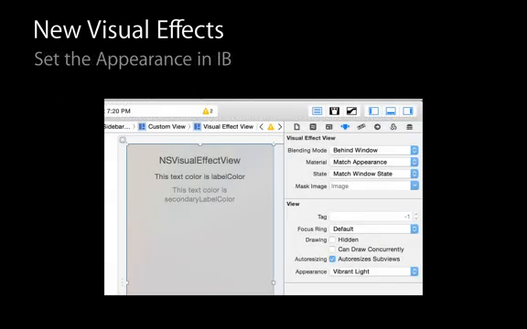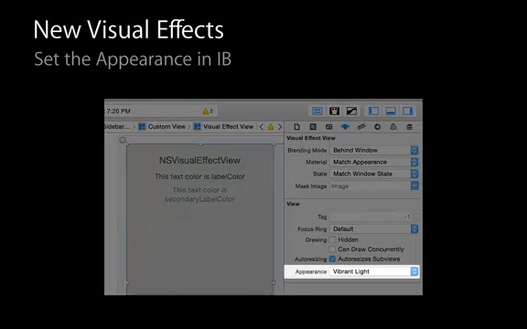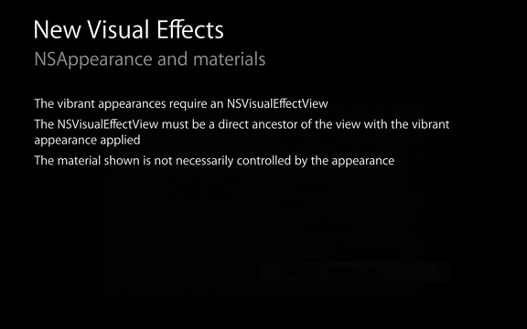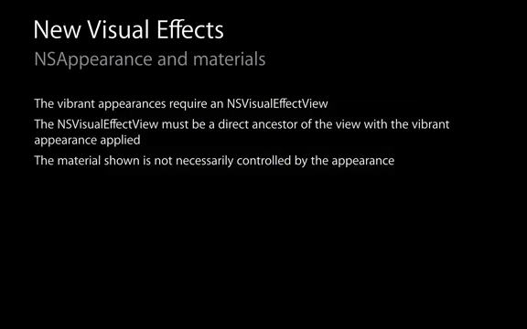Or, as usual, you can go into Interface Builder, select your visual effect view, and when you select the visual effect view, the appearance property will now have vibrant light and vibrant dark as options. Other views won't have this option. So the vibrant appearances require an NSVisualEffectView. I'm going to say more about this in a bit, why. That visual effect view has to be a direct ancestor of your child views in order to get the vibrant look and the vibrant effect.